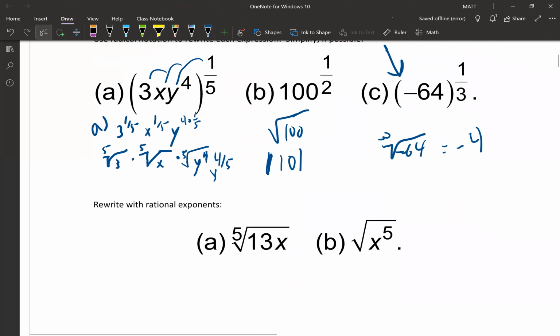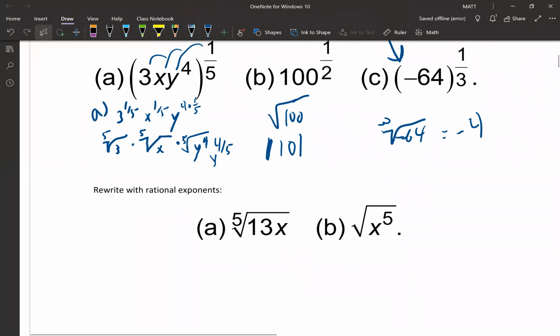We'll try 2 more here. So this one says rewrite with rational exponent. So we're going to go backwards. Instead of having a rational exponent, we're given the radical and we have to change it into a rational exponent. So if we have the 5th root, that's the same thing as saying something's to the 1/5 power. So we have 13x raised to the 1/5 power.